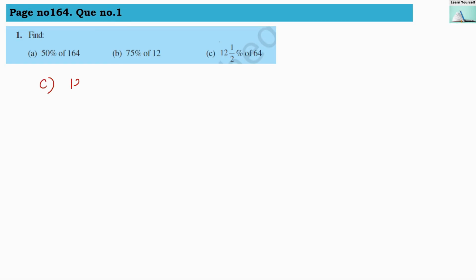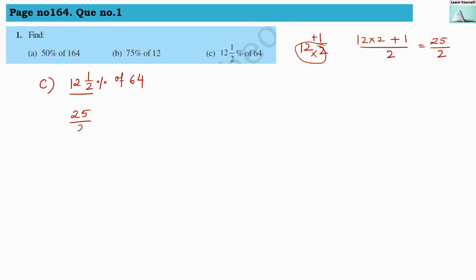Numerical C. 12 1 by 2% of 64. Here a mixed fraction is there. Let us convert this into a fraction. When a mixed fraction is there, how do we convert it into a fraction? We multiply the 12 with the 2 and into the product we add the numerator. So we get 12 into 2 plus 1 divided by 2. That means our fraction is 12 into 2 is 24, plus 1 is 25, divided by 2. So our fraction is 25 divided by 2% of 64.